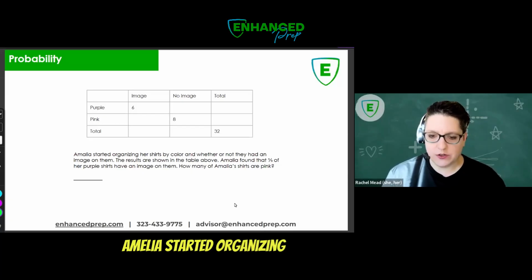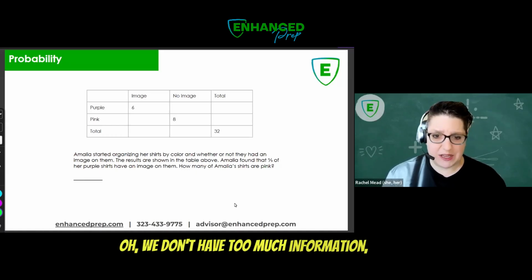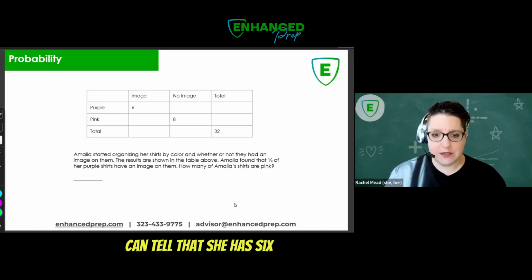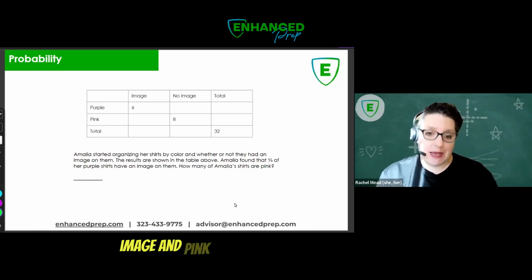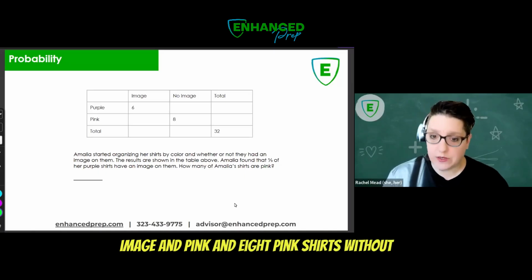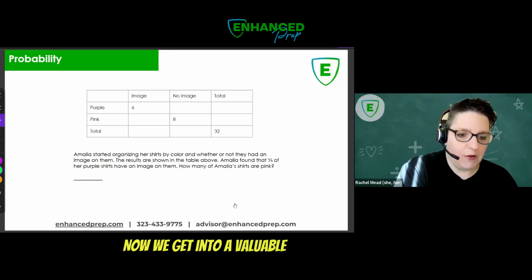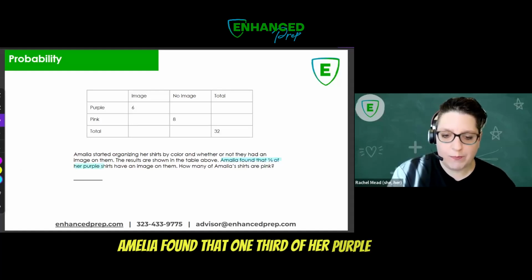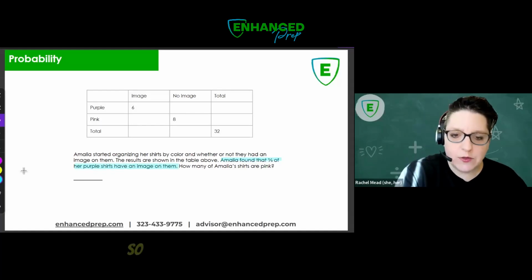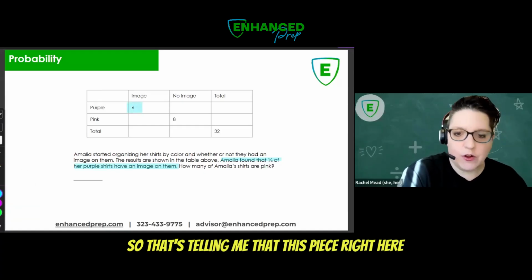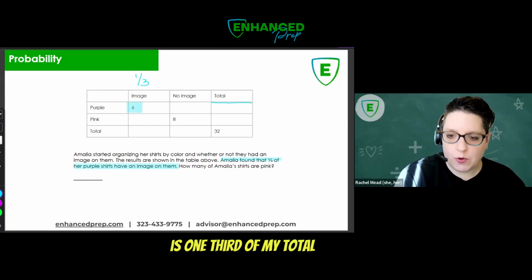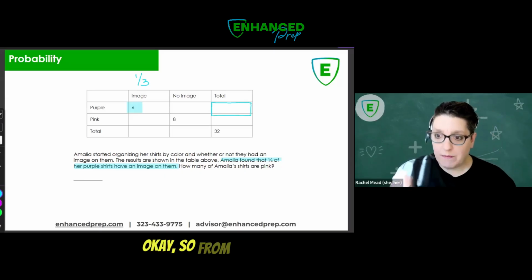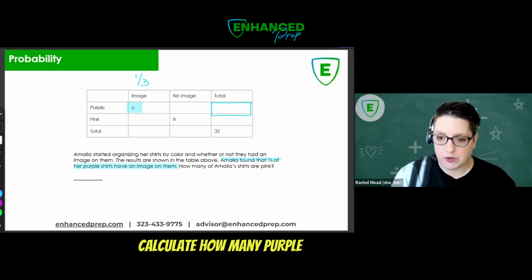Amelia started organizing her shirts by color and whether or not they had an image on them. The results are shown in the table above. We don't have too much information, but we can tell that she has 6 purple shirts with an image and 8 pink shirts without an image on them. Now we get into a valuable piece of data in our question. Amelia found that 1/3 of her purple shirts had an image on them. So that's telling me that this piece right here is 1/3 of my total purple. Interesting. From that, we should be able to calculate how many purple shirts we had.